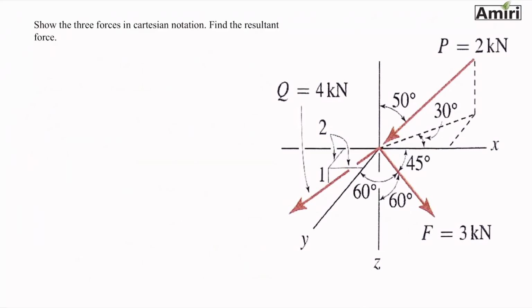Let's look at P. For P, two angles are given. They're not coordinate direction angles. We have an angle with the x-axis, but it's not between the vector and the x-axis. We don't have an angle between the vector and the y-axis. We have an angle between the vector and the z-axis, but we don't have the angles of the vector with all three axes. Therefore we don't have alpha, beta, and gamma.